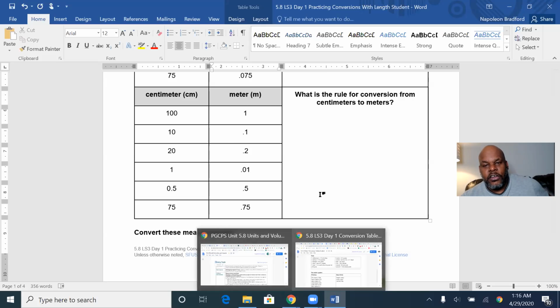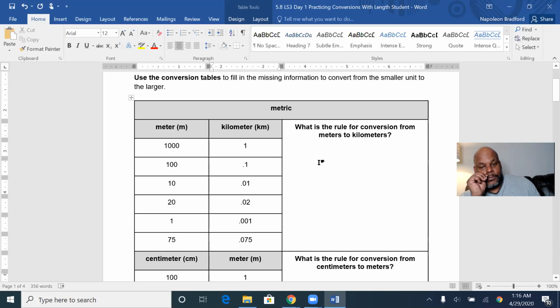So let's look at some rules before I tell you what your assignment is for the night. All right. So to convert from meter to kilometer, you do what? You divide the number of meters by 1,000 to determine how many kilometers it is, because there are 1,000 meters in a kilometer. So to go from meter to kilometer, you divide by 1,000.